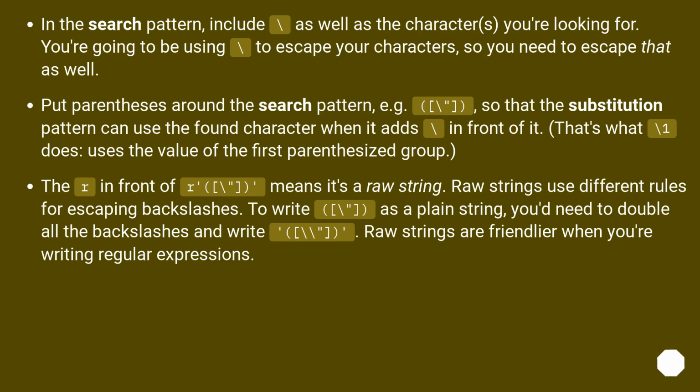That's what \1 does, it uses the value of the first parenthesized group. The r in front of our string means it's a raw string. Raw strings use different rules for escaping backslashes. To write a backslash as a plain string, you'd need to double all the backslashes. Raw strings are friendlier when you're writing regular expressions.